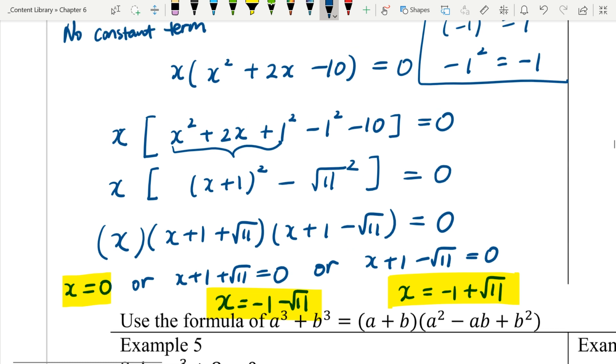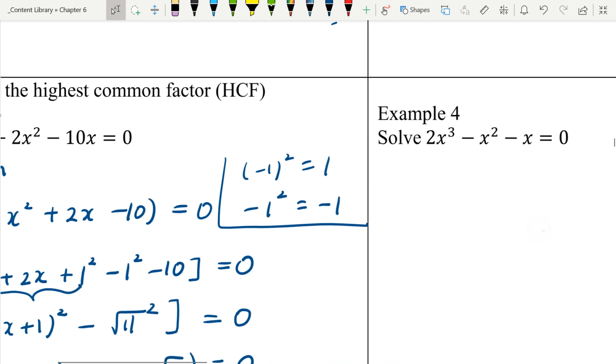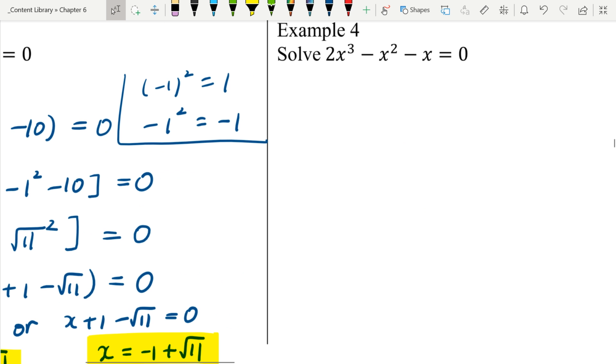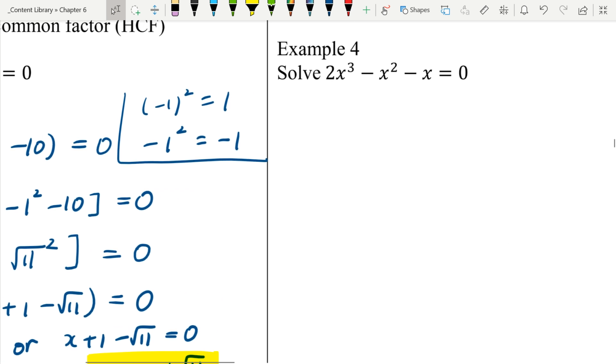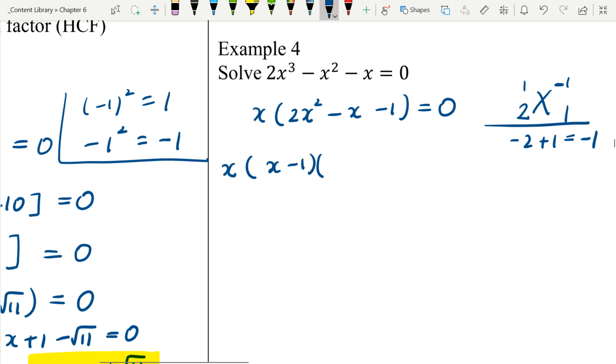But for this one, when there's no constant term, it's easy to factorize because you can just remove the x. So similar for this one, we can just remove the x. So it's x times 2x squared minus x minus 1 equals 0. 1, 2, 1, 1, and I need a minus 1, so it's minus 1 here. So it's minus 2 plus 1 equals minus 1. So this one will work. So it's x minus 1 and 2x plus 1.